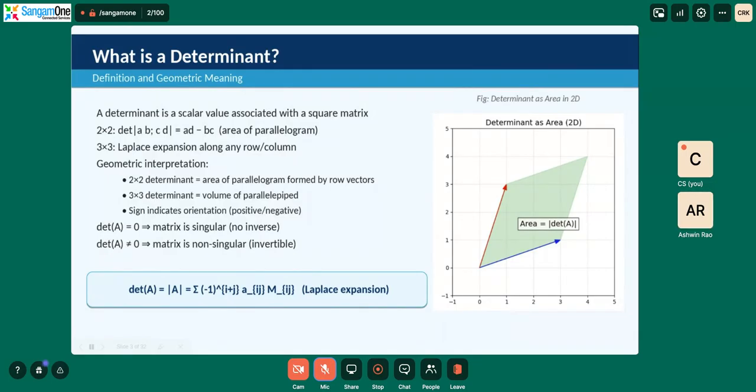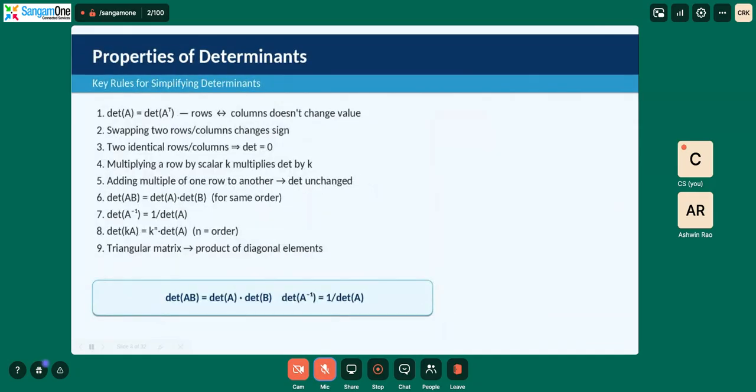Determinant A equal to 0 means the matrix is singular, which means it contains no inverse. When the determinant is not equal to 0, the matrix is non-singular and it is invertible. Here you can see the properties of determinants. Please remember this property: determinant AB is equal to determinant A into determinant B. Determinant A inverse means 1 divided by determinant A.